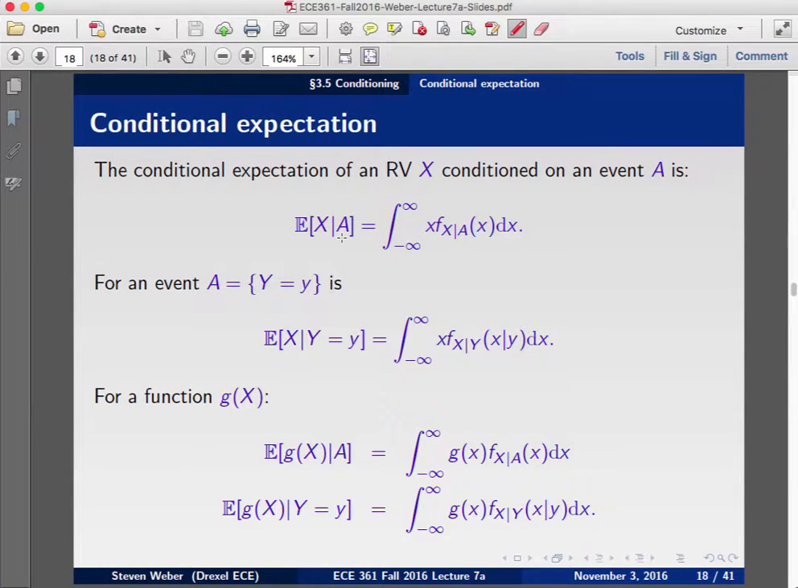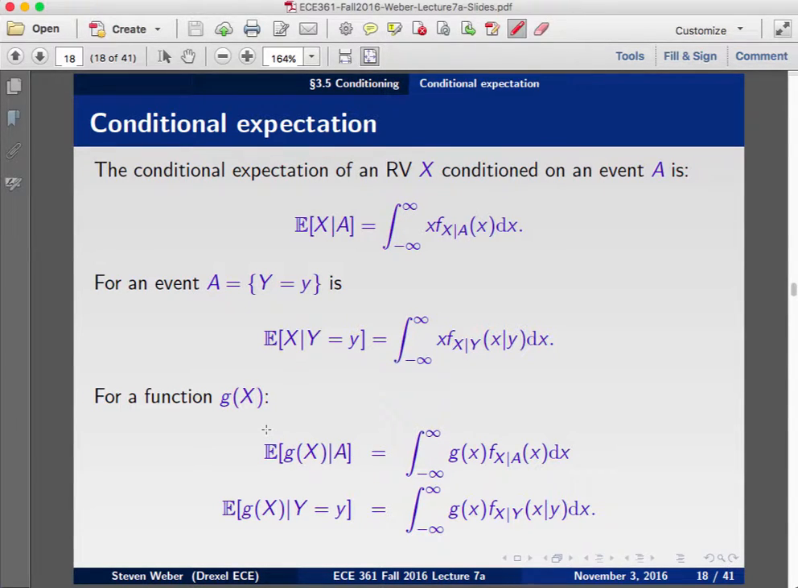If we take the case where the event A is the event that a random variable y takes some value little y, then the expected value of x, conditioned on the random variable y taking value little y, is found by integrating over all possible x, and we multiply x by the suitable probability density function, which in this case is the conditional distribution of x, given that y equals little y. And again, we've seen these things very many times by now.